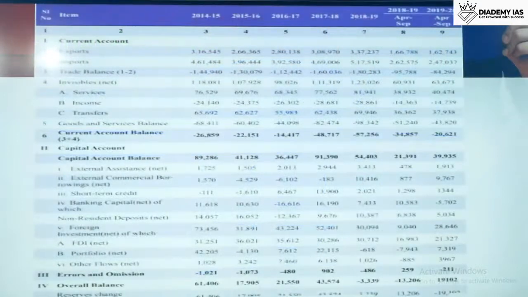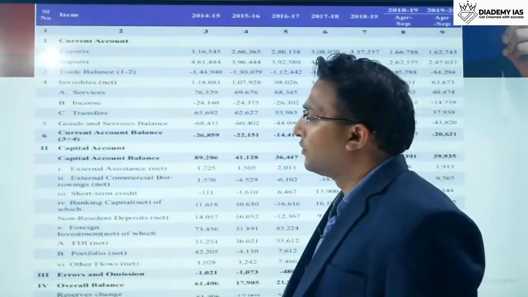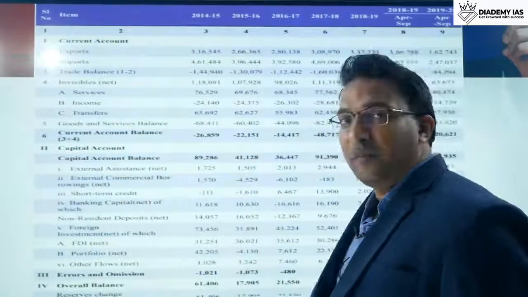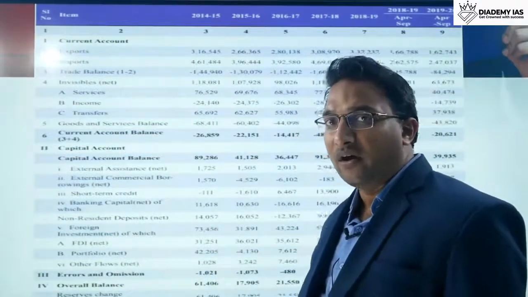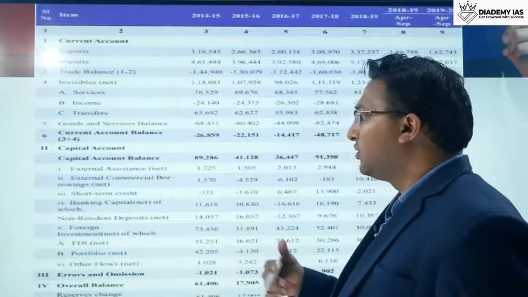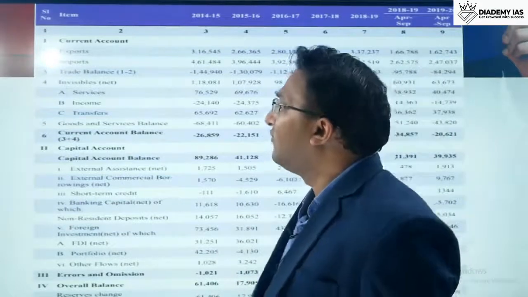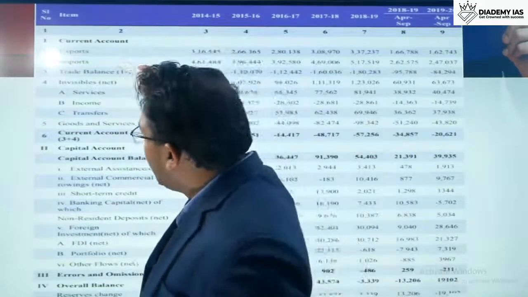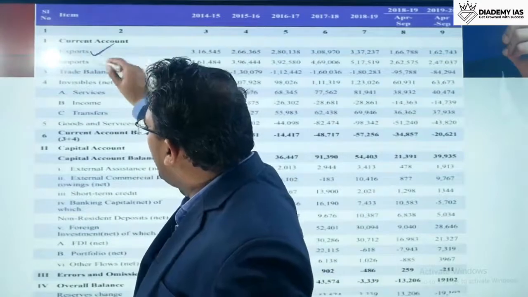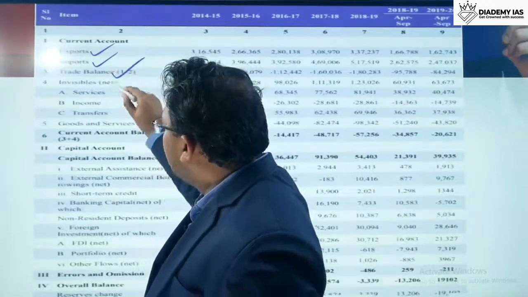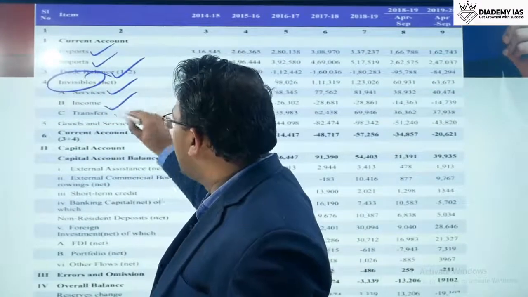So this is again the statement of balance of payment which I have taken from the economic survey. I am again showing you so that you can see that whatever we have covered is from this statement only. So we have covered export, import, trade balance. In the invisible, we have covered services, income, transfer.